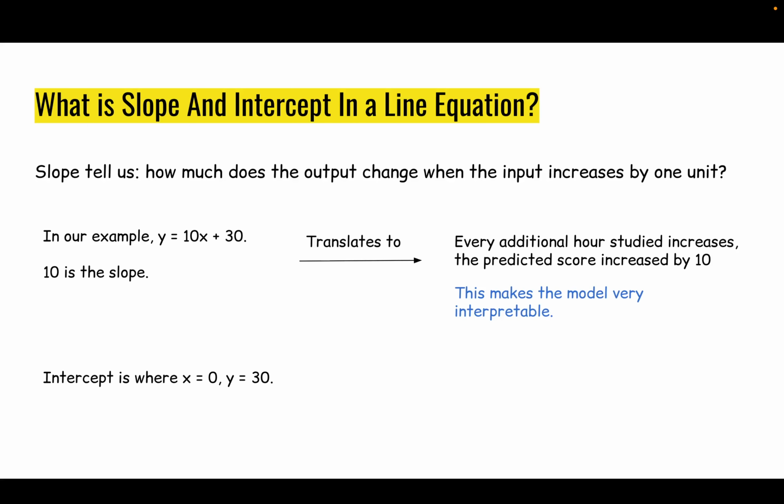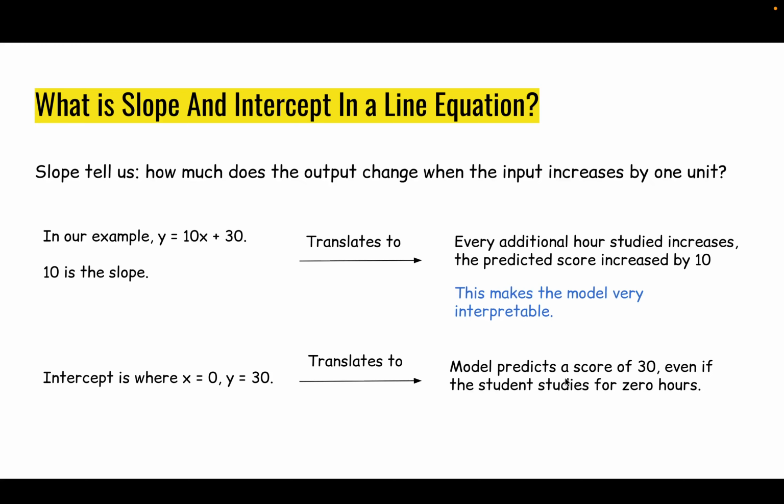Now let's talk about the intercept, which is basically the point where x is equal to 0. So in our case, when you put x is equal to 0 here, we get y is equal to 30, which translates to the model predicting a score of 30 even if the student studies for 0 hours. This statement could be true or false based on the scenarios. So mathematically speaking, intercept helps in positioning the line. We can move the line up and down based on the intercept value.